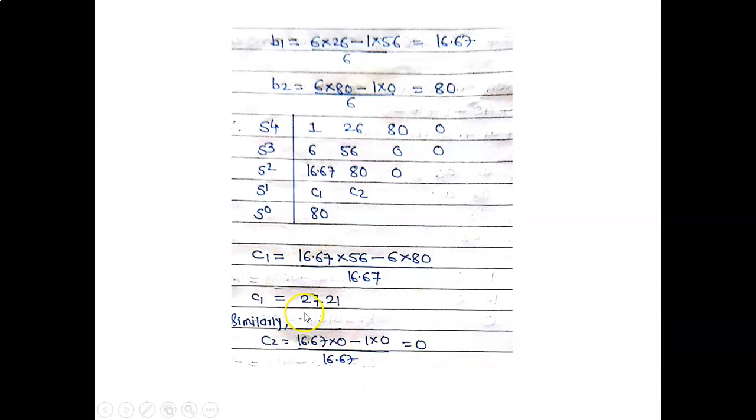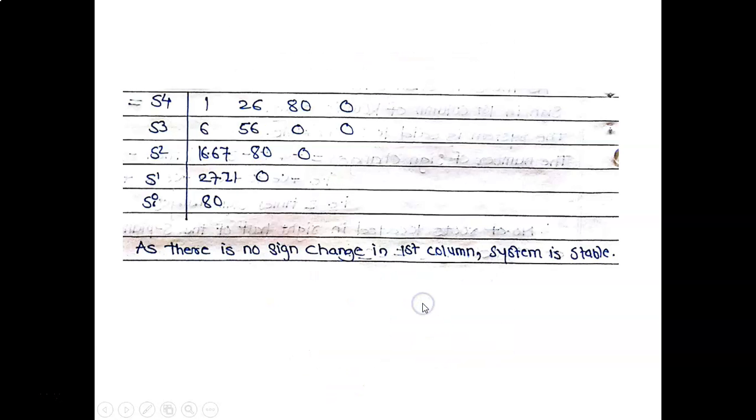Therefore substitute the values of C1 and C2. We get Routh's array as S4, S cube, S square, S raised to 1, S raised to 0: 1, 26, 80; 0, 6, 56, 0; 0, 16.67, 80, 0; 27.21, 0; 80. As there is no sign change in the first column, the system is stable. We have to see this first column and check whether any sign change is there or not.